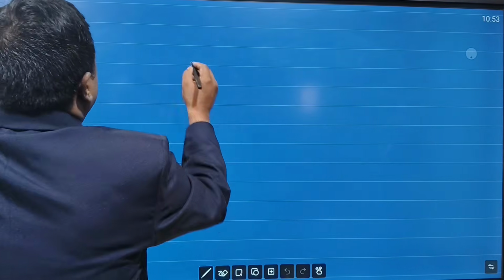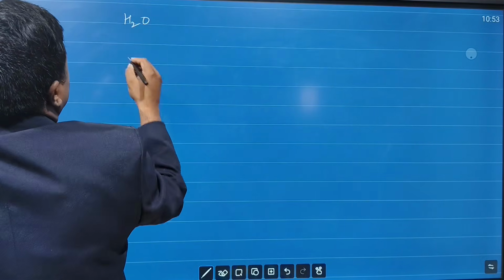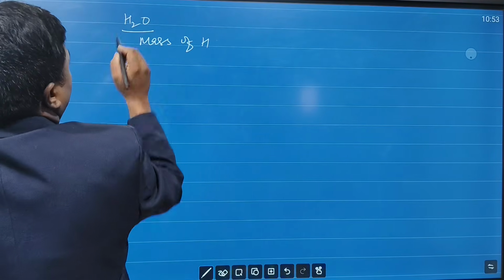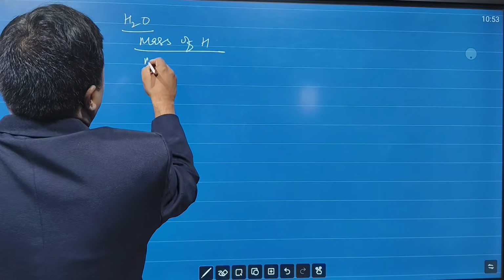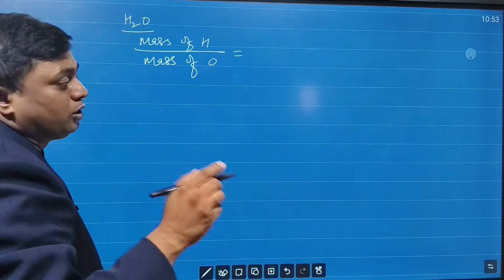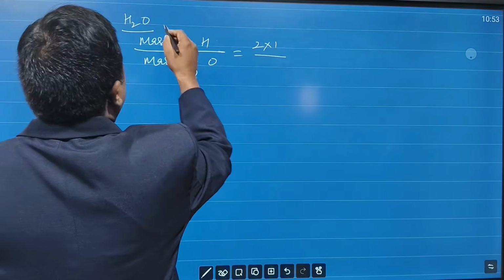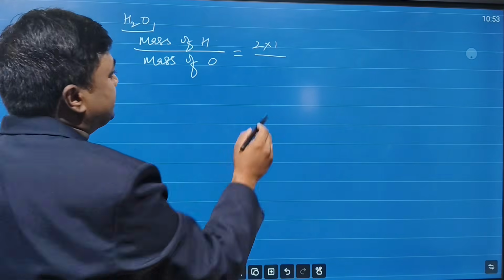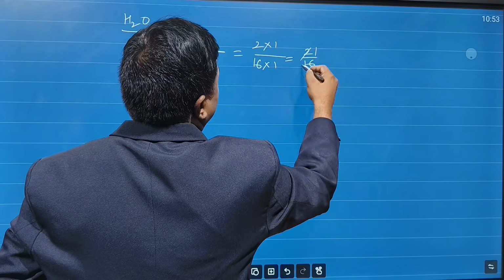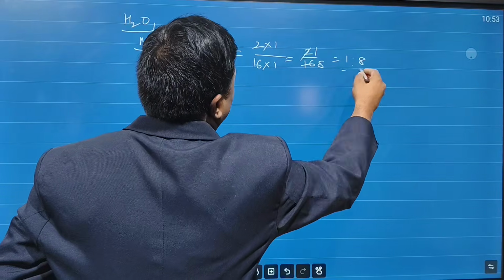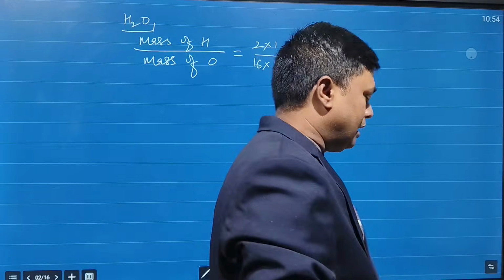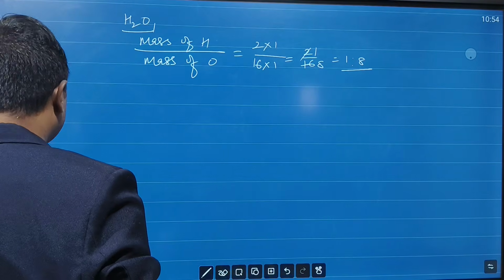Like the water example. Water is made up of two atoms of hydrogen and one atom of oxygen. Mass of hydrogen by mass of oxygen: atomic mass of hydrogen is 1, so 2 into 1. What about the oxygen? Atomic mass of oxygen is 16, so it's 16 into 1. So it is 2 by 16, which is 1 by 8. So the ratio of masses of hydrogen to oxygen is always 1:8. Like that, other compounds are also.